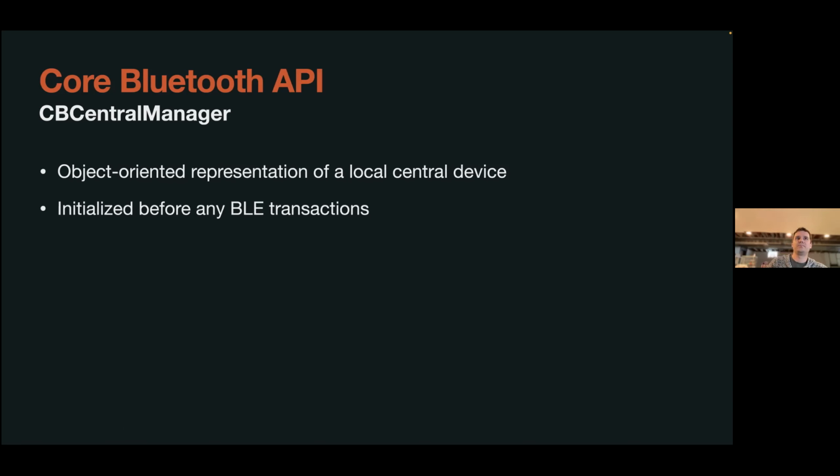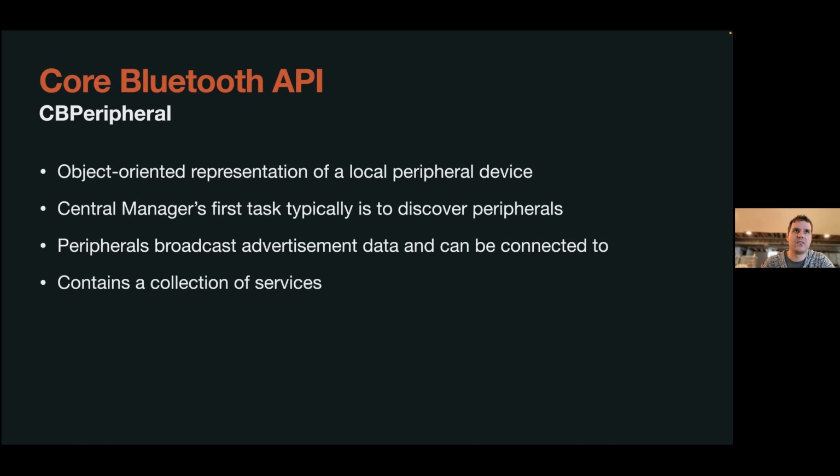The central manager is just an object-oriented representation of the central device. The central device, oftentimes in our world, if you're writing an app, is your phone, your app, and so that's what they mean by central there. Usually, your app is interacting with a peripheral. And that's initialized before. So you have to initialize the central manager to do anything, pretty much. It's the main object there. The peripheral is just representing your actual peripheral.